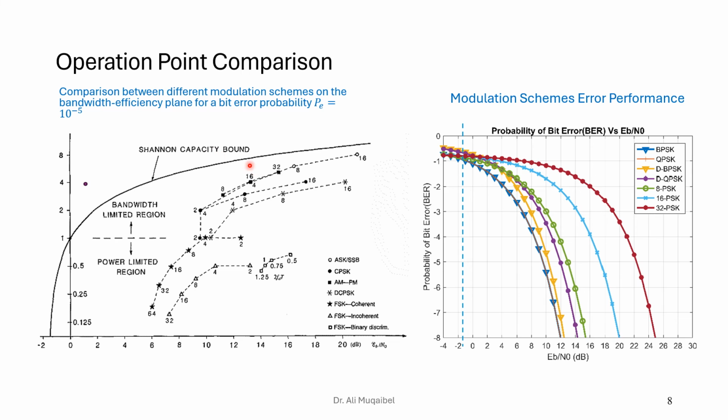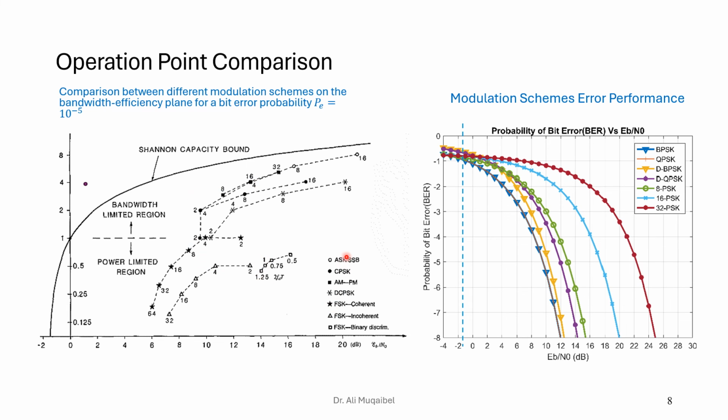Here's another example of an operation point example. These are the Shannon capacity. Here we are plotting differently. Here we have the signal energy in dB, and here is the power spectral efficiency. This is a comparison between different modulation schemes on the bandwidth efficiency for a probability of error that we chose to be 10 raised to the power minus 5. Just a chosen number, because we cannot compare at 0 dB. We cannot compare with no errors.